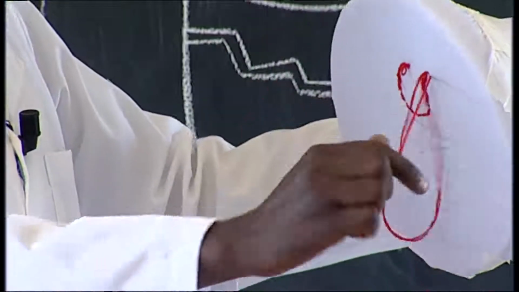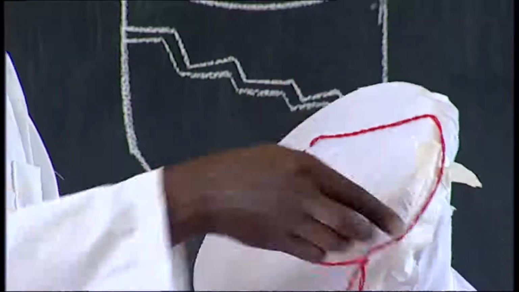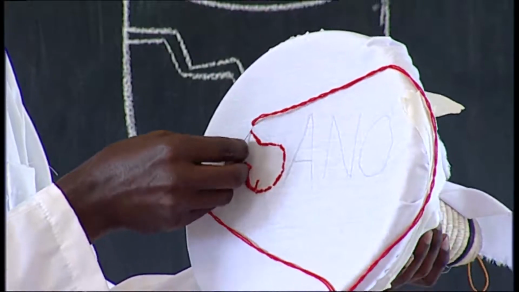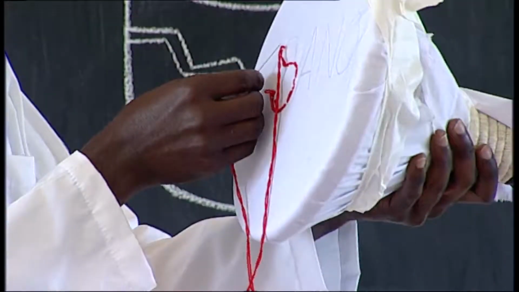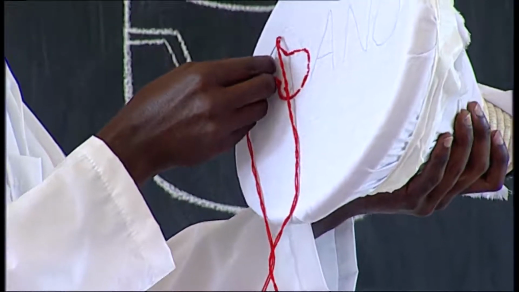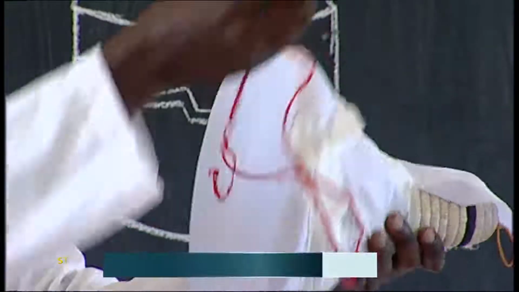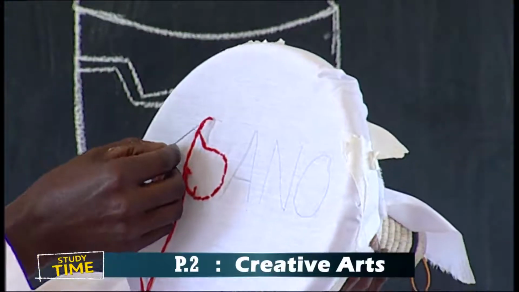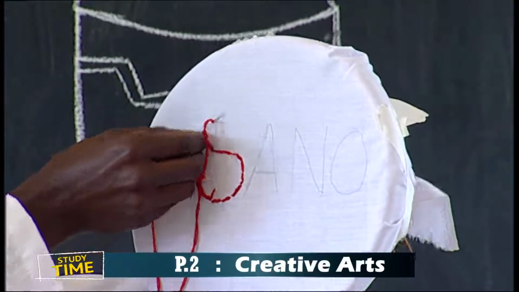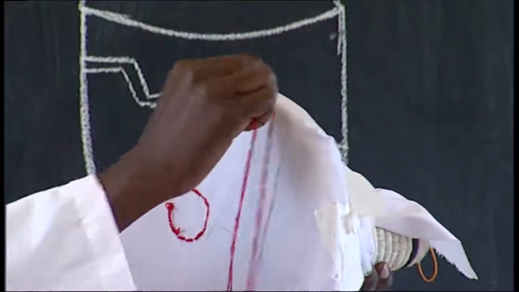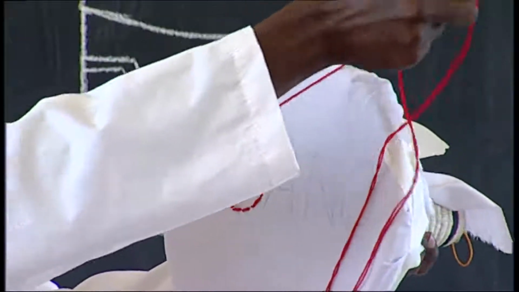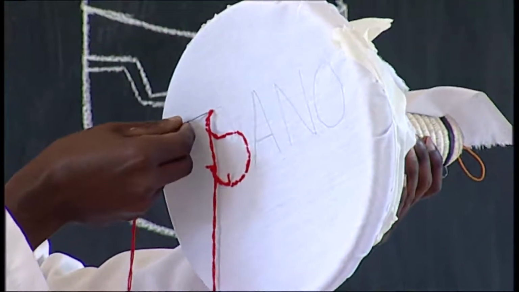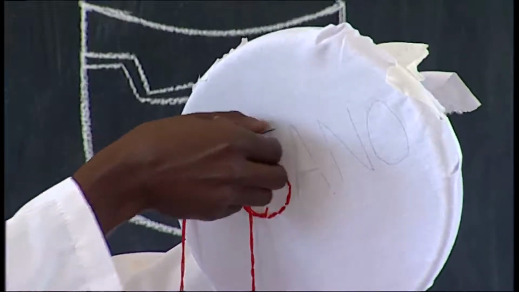Using my thread and a needle. Good. It is coming. Sano. Letter S. I'm weaving letter S on my piece of cloth.